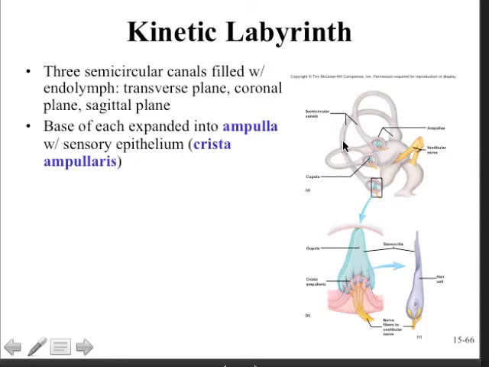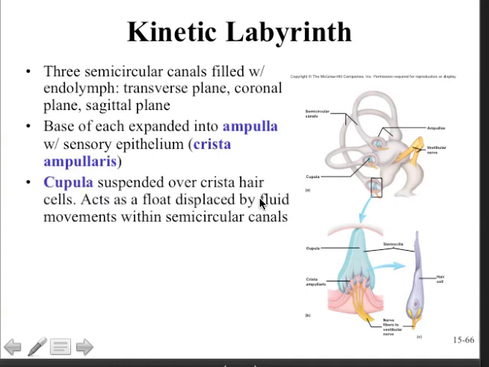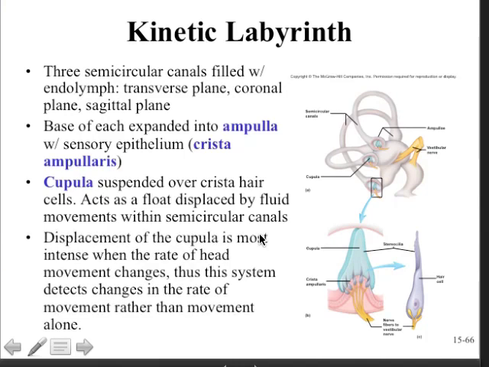This is, of course, embedded in the temporal bone of the brain. Each base is expanded into the ampulla and it has a sensory epithelia they call the cristae ampullaris. The cupula is that gelatinous mass that the cilia are embedded into, okay, the cilia that project from the apical surface of, again, the hair cells here. And it's a float that gets displaced by fluid as it moves past it in the semicircular canals.